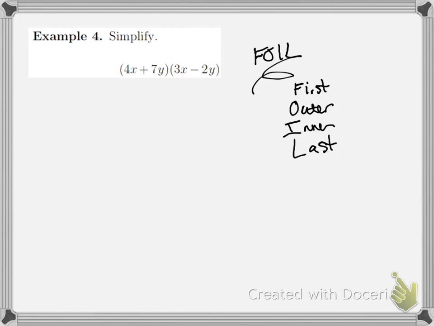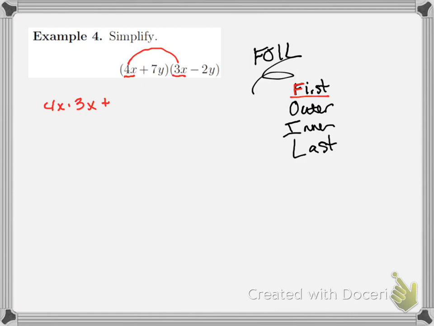So the first means the first terms in each binomial. So I have to multiply 4x times 3x. And again, that's the first terms. So let's write that out. We have 4x times 3x. Okay? Plus something. Let's use pink.